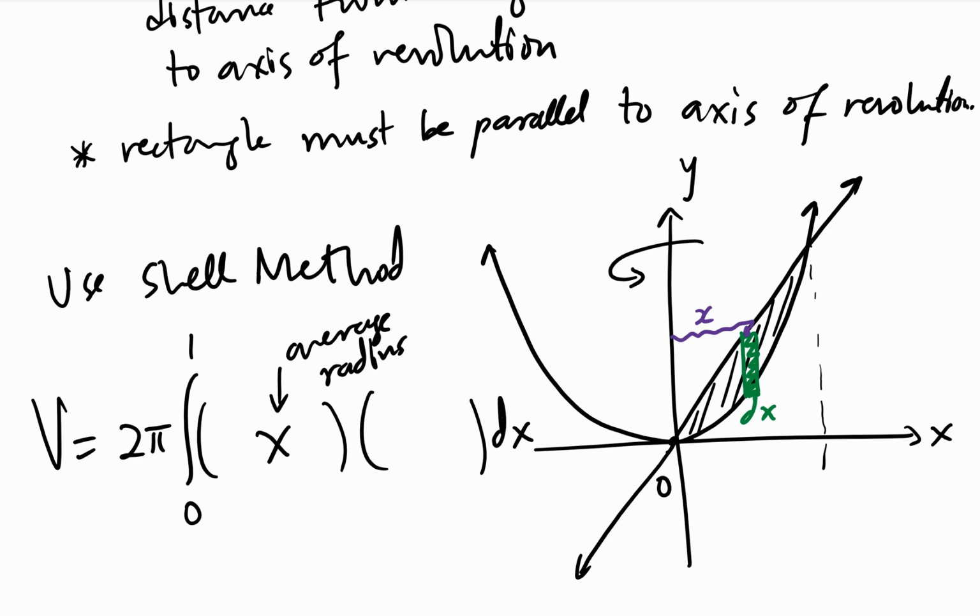The next one, besides the average radius, is the length of the rectangle. The length of the rectangle is gonna go this minus this, right? So this is the y equals x minus the y equals x squared. And then if you do the work, you should get the same answer as before, pi over 6.